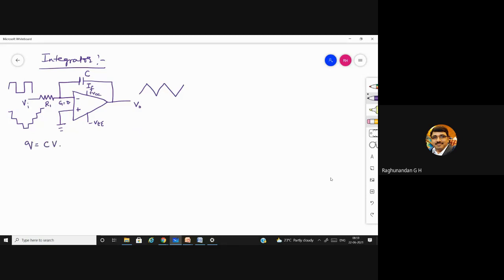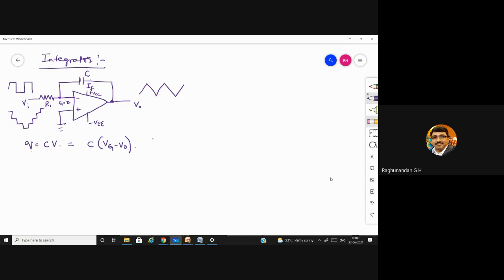So for Q is equal to CV, Q is the charge on the capacitor, C is the capacitance of the capacitor. But what about the voltage of the capacitor? Here, the capacitor is connected between two terminals, right? Whenever it is in between two terminals, what we need to take? The potential difference, Vg minus V0. This is V0, this is Vg.